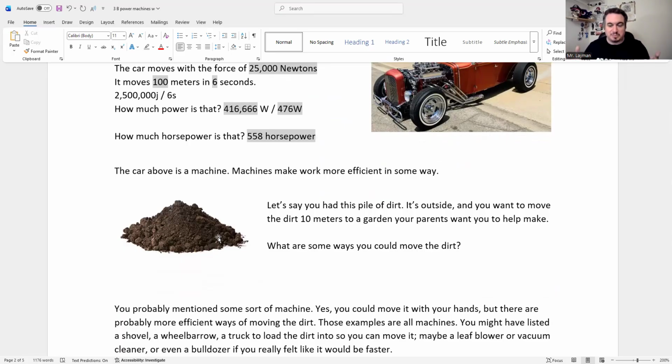Well, you could move it with your bare hands. You could move it with some sort of machine. You could probably move it with other stuff. I would say my bare hands are probably not going to be as efficient as something like a bucket or a shovel. But those are all different kinds of machines. You also might have listed something like a wheelbarrow, because I didn't say how much dirt we're talking about. And 10 meters is like 30 feet. So that might be a little bit of a distance.